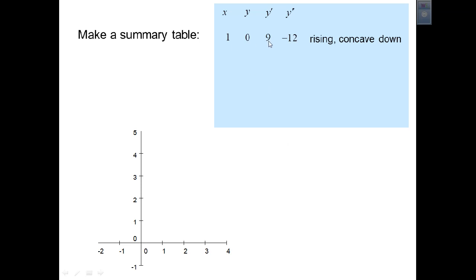And the derivative at that point is 9, and the second derivative is -12. So that means that it is rising, but it's concave down, which means the slope is decreasing. It's going up really steep, but the slope is decreasing. And there's the point we're going to use.